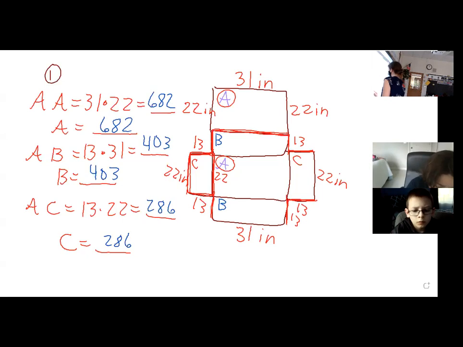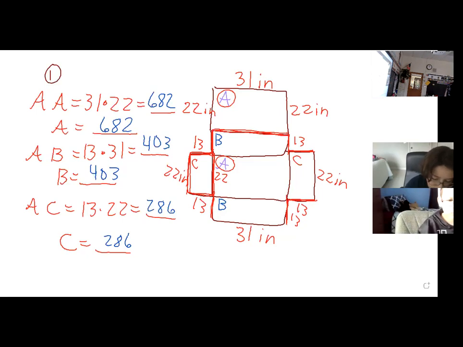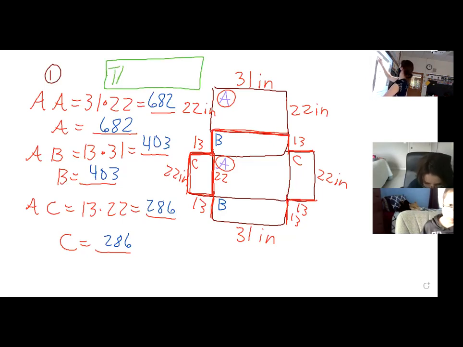So how do I find the total area of this shape? What do I do? Add them up. Okay, add them up. 682 plus 682 plus 403 plus 403 plus 286 plus 286. How would you possibly do this in your head? Give me my total area. 2,742. Can I see that number? 2742, boys and girls? Yep. So total area is 2742. Now give me my units. What are the units? Inches.